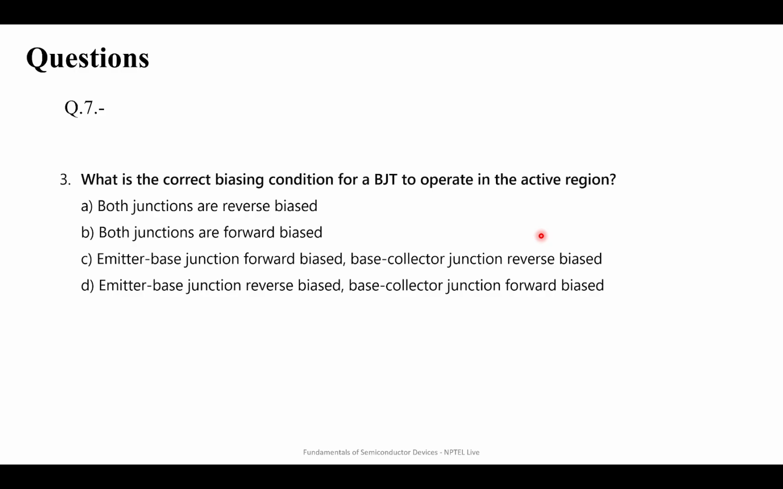C. The answer will be C. So the emitter base junction will be forward biased, so that you will have charge carriers going from emitter to base, and then the base collector would be reverse biased, so that you have a smaller amount of recombination happening, and there will be minority carriers going into the collector.